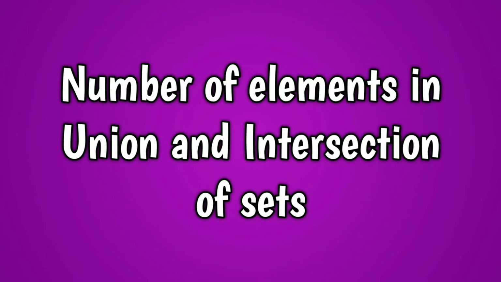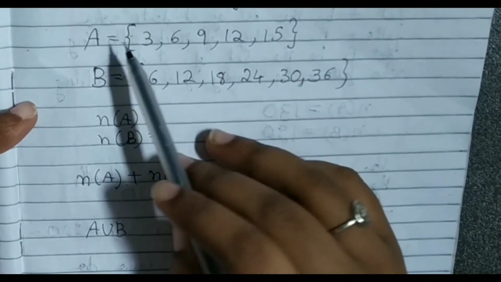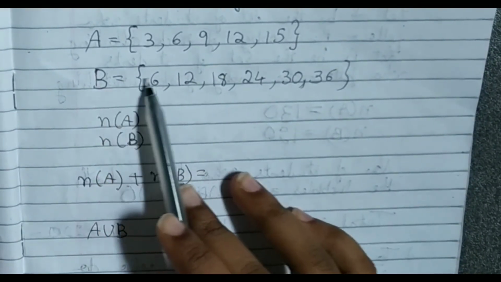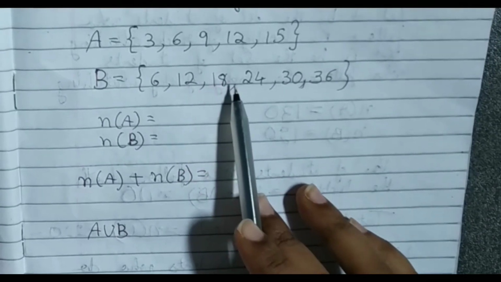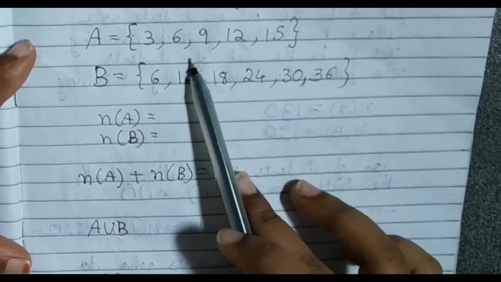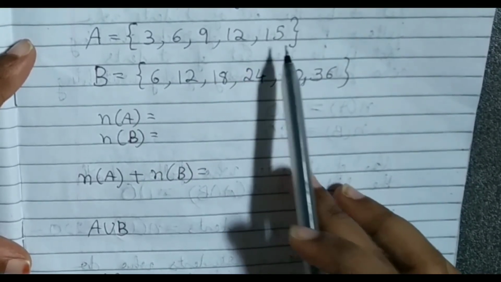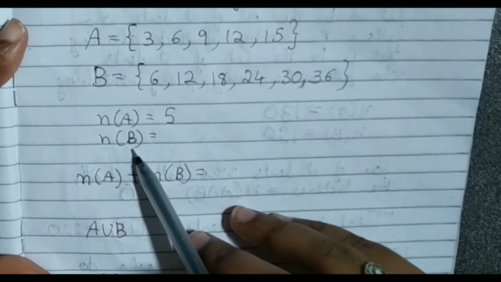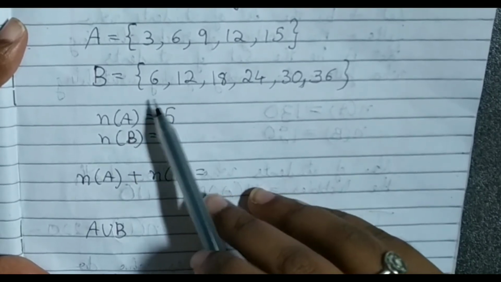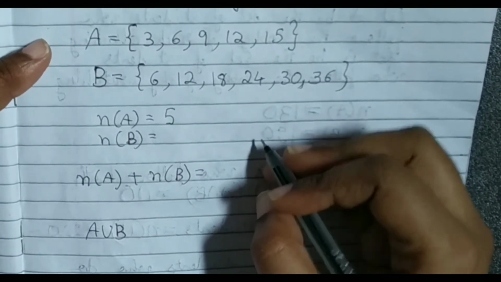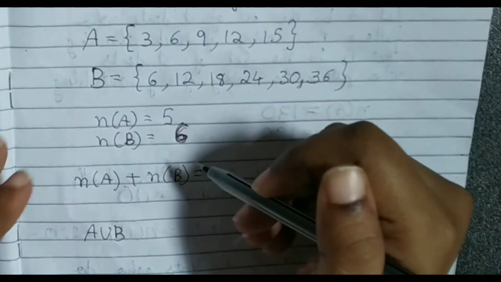Number of elements in union and intersection of sets. See these two sets. Set A equal to the set of elements 3, 6, 9, 12, 15, and set B equal to the set of elements 6, 12, 18, 24, 30, 36. Number of elements in A: 1, 2, 3, 4, 5. 5 elements are there, so n(A) equals 5. Now the number of elements in set B: 1, 2, 3, 4, 5, 6. 6 elements are there, so n(B) is equal to 6.